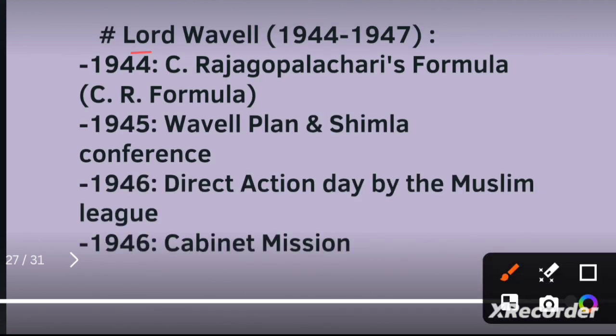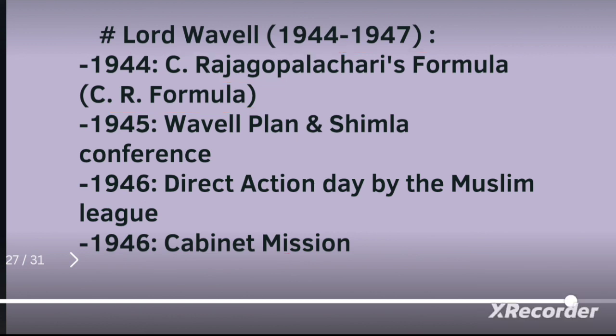Lord Wavell, 1944 to 1947. 1944, C. Rajagopalachari formula, that is the CR formula. 1945, Wavell Plan and Shimla Conference. 1946, Direct Action Day by the Muslim League. 1946, Cabinet Mission.